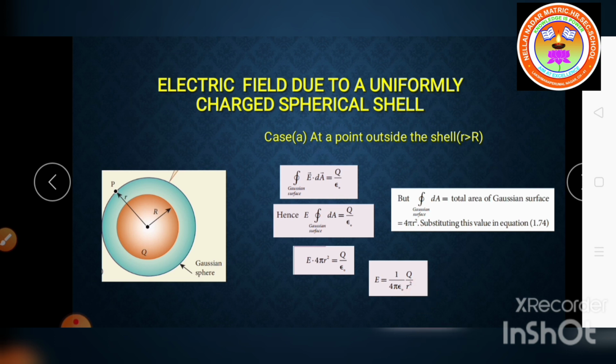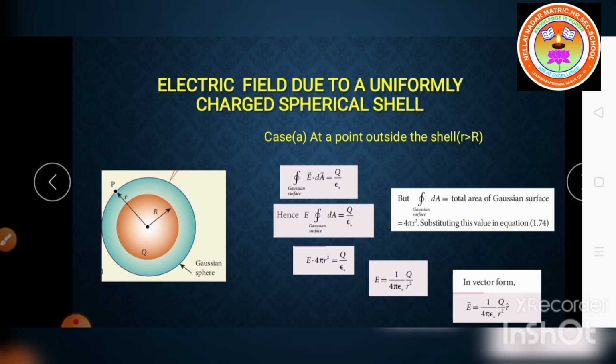In vector form, I can write E vector is equal to 1 by 4 pi epsilon naught Q by r square into r cap.